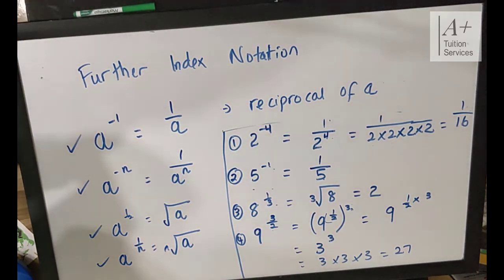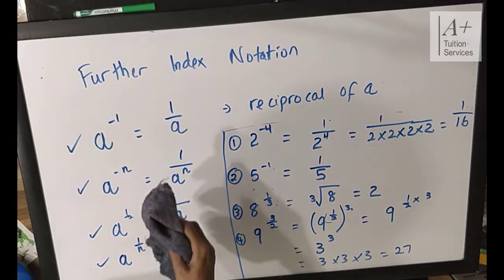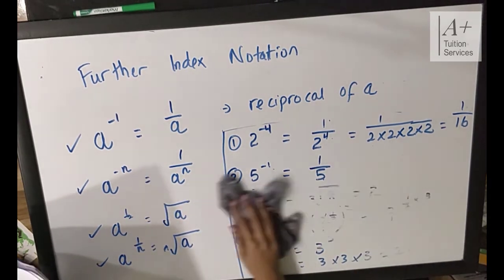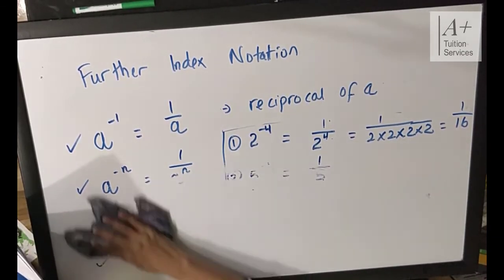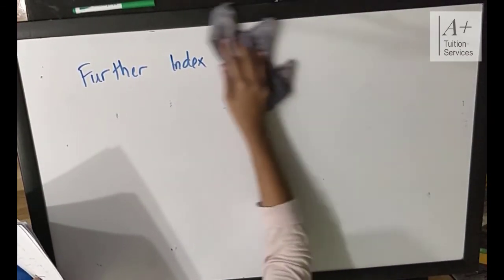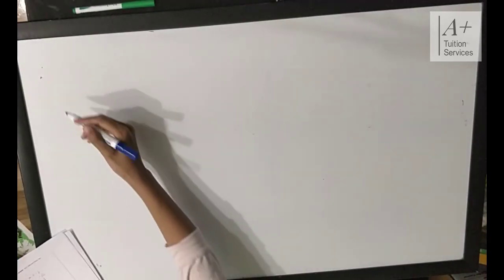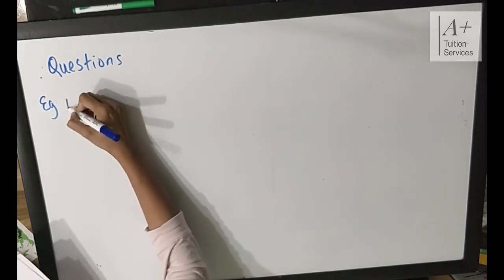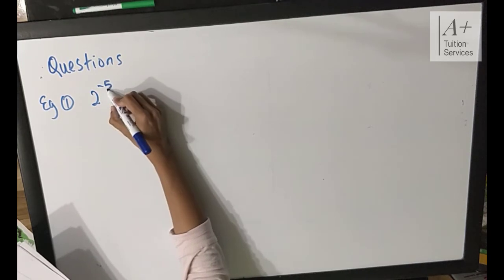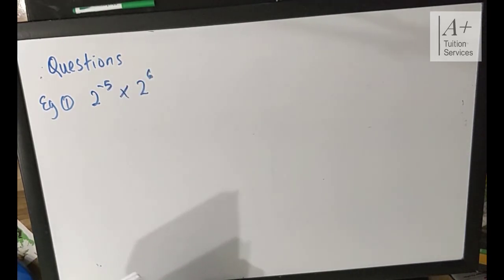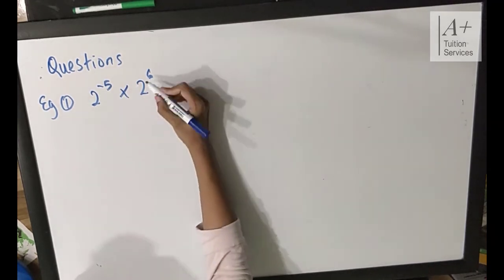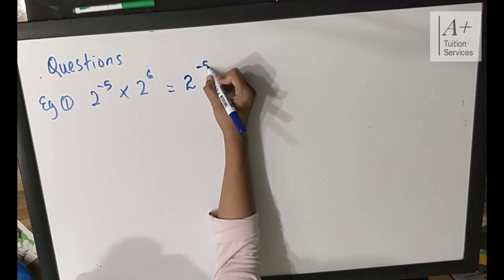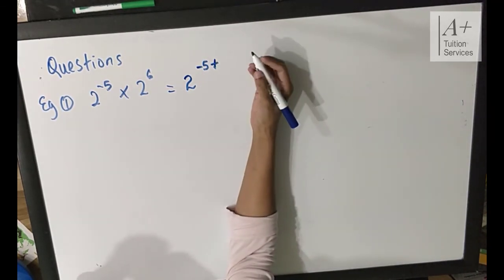So let's look at what we did before, but we now have negative bases on it, and this will require us to use directed numbers. Examples, we're looking at some questions. Example 1: 2 to the minus 5 power multiplied by 2 to the 6. Remember, when we have two similar bases and they multiply each other, the powers add. So it will be 2 to the minus 5 plus 6.